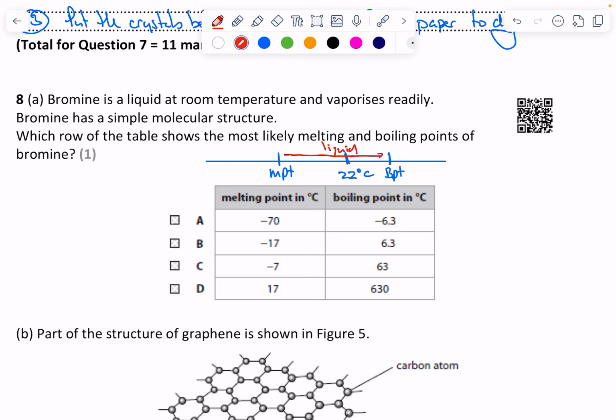And then it says it vaporizes easily, so it suggests that the boiling point is near to the room temperature point. So if you use that information, A would be a liquid, a gas at both points. B, this is too low, so that would also be a gas at 22. C would work, so I'm going to have C on there, and D would be too high. That boiling point is way too high for this substance. So the option is going to be C.